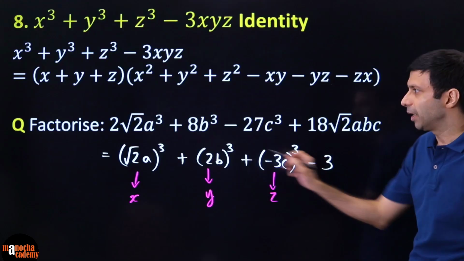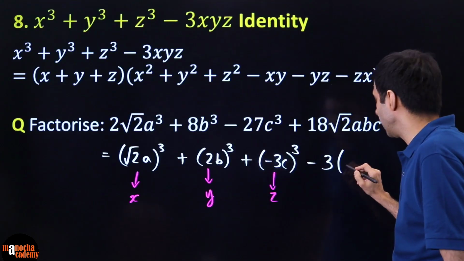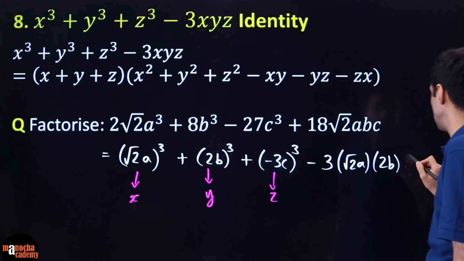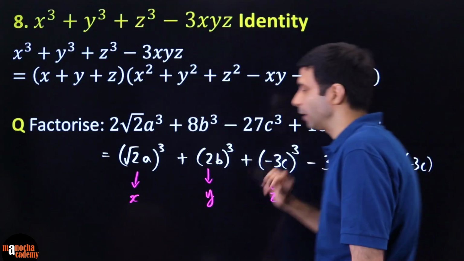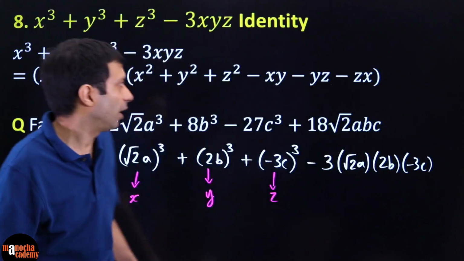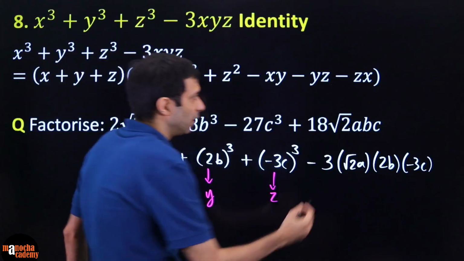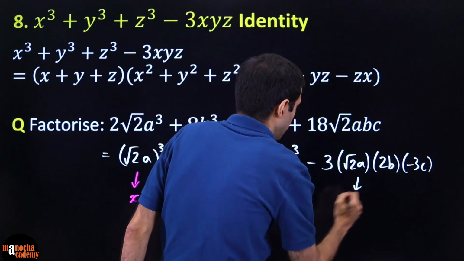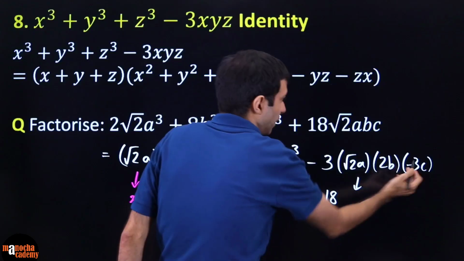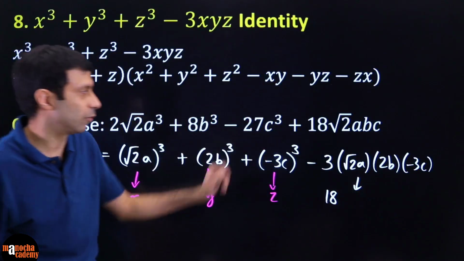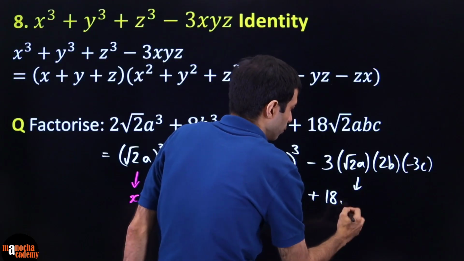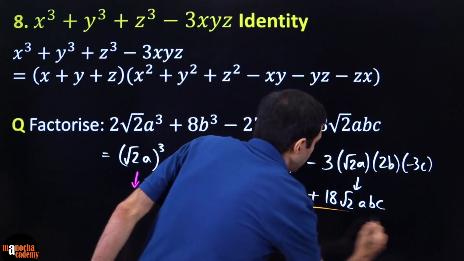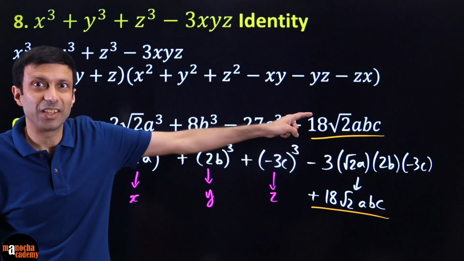Okay. So please multiply these terms and check. So 3 times root 2a times 2b times minus 3c. Please multiply all these and see what you get. 3 times 3 is 9 times 2 is 18. So this is giving me 18. Minus minus will cancel, so plus, right? So plus 18 root 2 abc. And can you see it is perfectly matching the term given here.